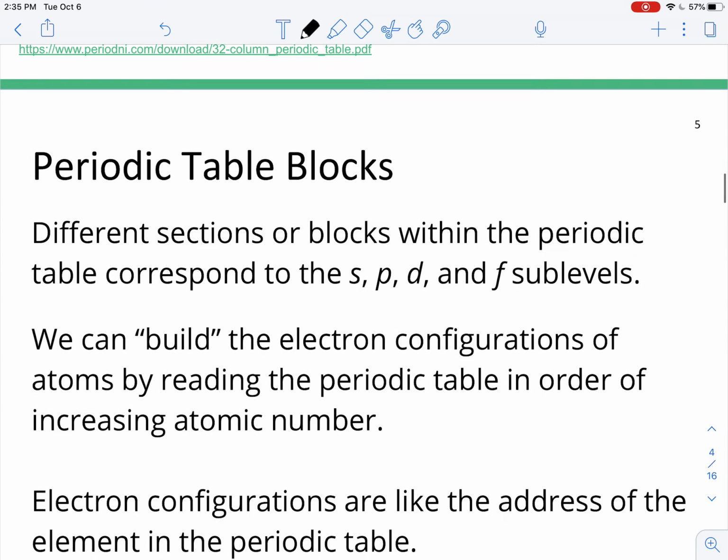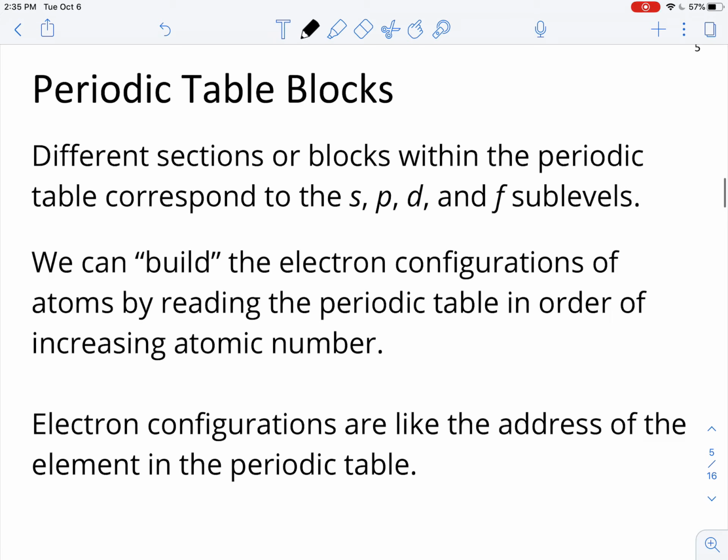it's split into 2. All right, so the different sections or blocks within the periodic table correspond to the S, P, D, and F sublevels. Again, those quantum numbers that we talked about. We can build the electron configurations of atoms by reading the periodic table in order of increasing atomic number. Electron configurations are like the address of the element in the periodic table.